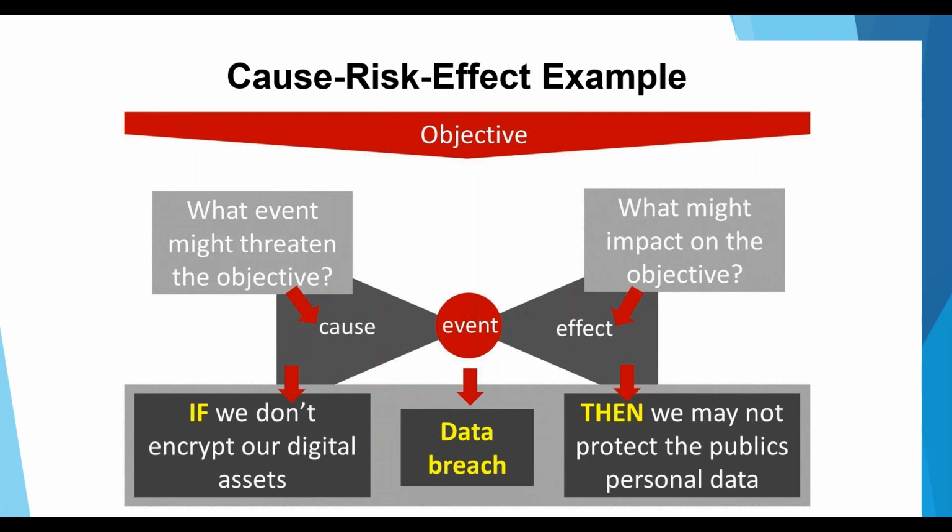So for example, the cost might arise if we don't encrypt our digital assets. Because of this failure, there is a data breach, and once the data is breached, we may not protect the public's personal data. That's why this is one of the classic examples of cause and effect. You need to understand the causes of the event and the consequential effects of the events, so that you can understand how the project can fail to be achieved. The cause-risk-effect example is one of the important principles in project risk analysis.